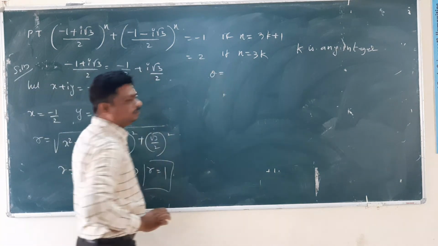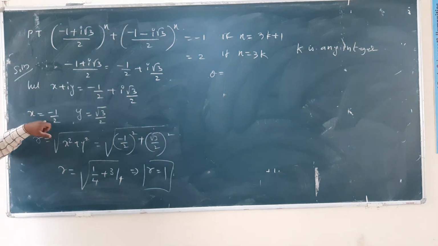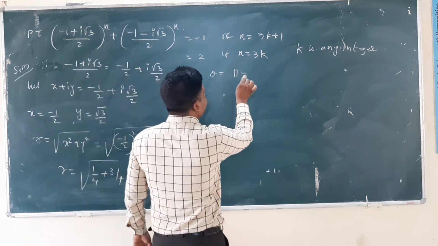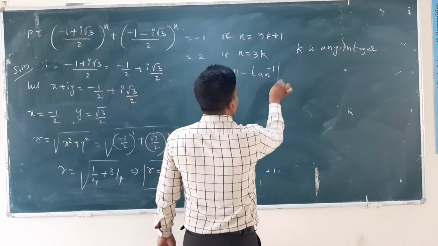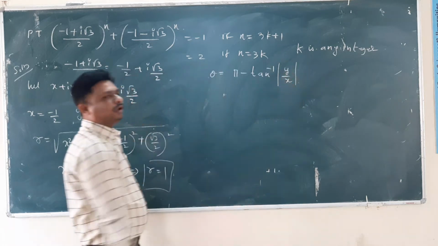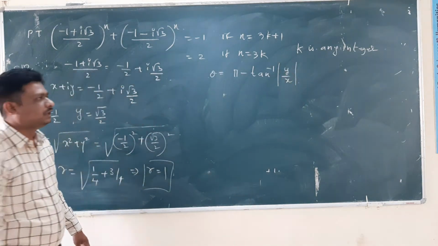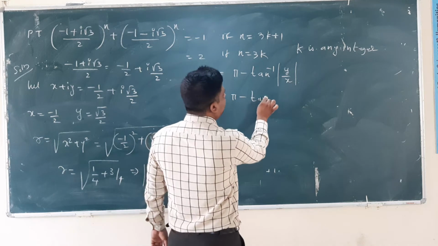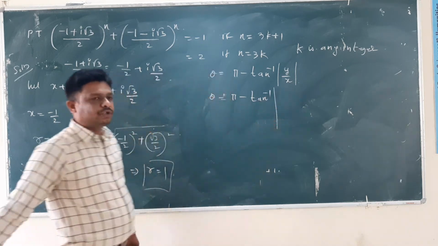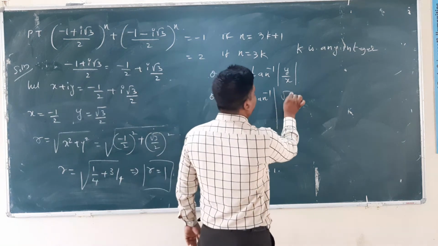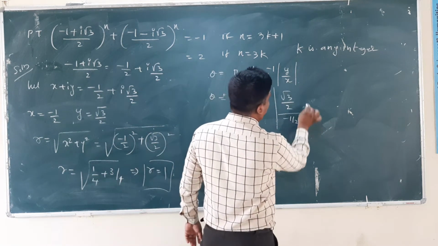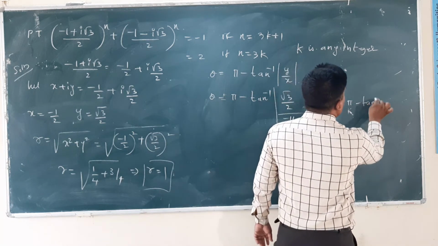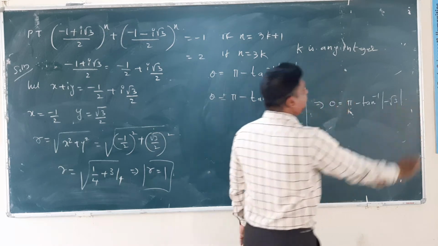So theta is equal to, here we can see the value of x is negative and the value of y is positive. Therefore the formula for this one is π minus tan inverse of mod of y upon x, because this value lies in the second quadrant. So theta is equal to π minus tan inverse of (√3/2) divided by (1/2). This implies theta is equal to π minus tan inverse of mod of -√3.